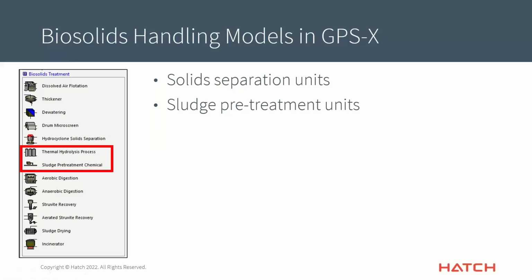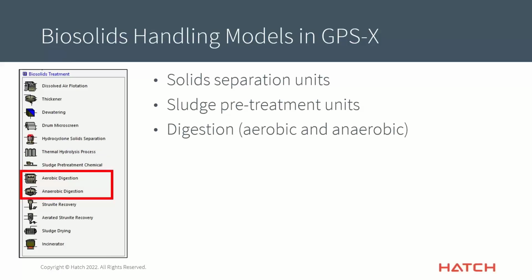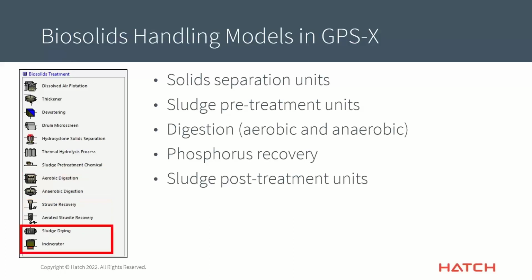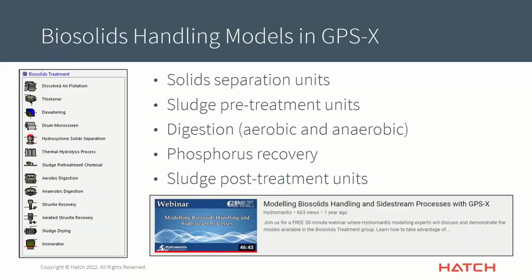So we also have the THP and chemical pretreatment objects for doing sludge pretreatment. We have our digesters, both aerobic and anaerobic. We have our phosphorus recovery units here for doing struvite recovery, and then sort of that post-treatment drying and incineration units.